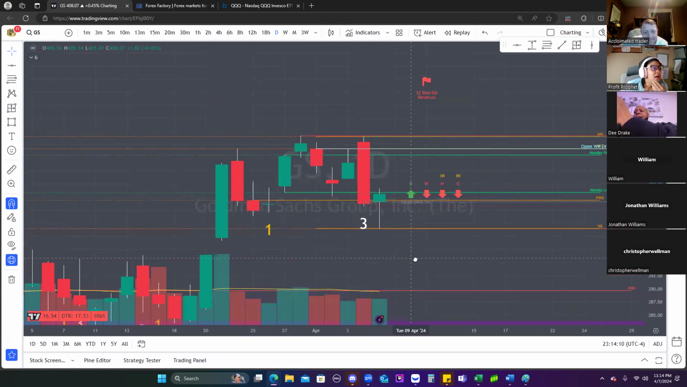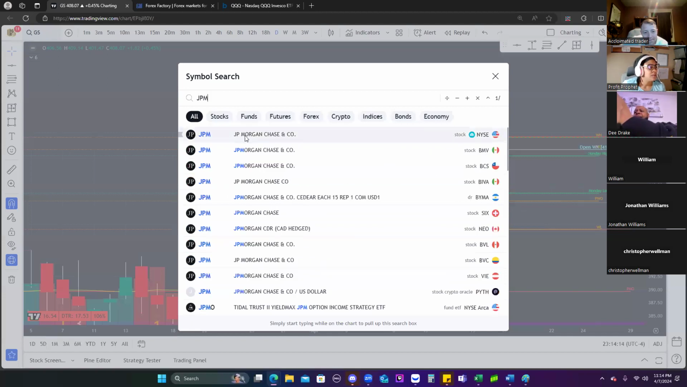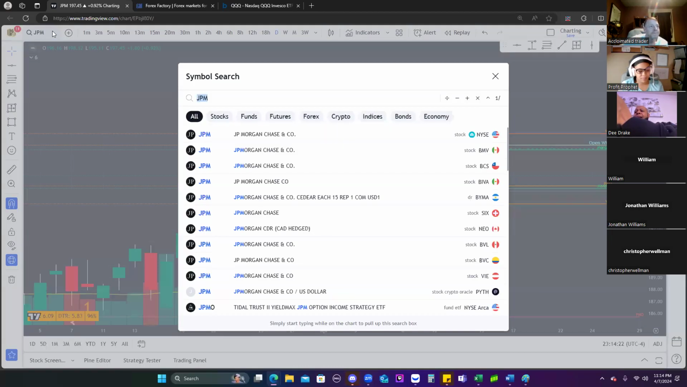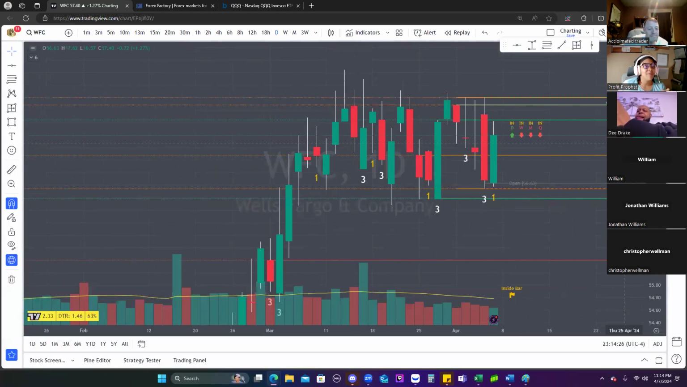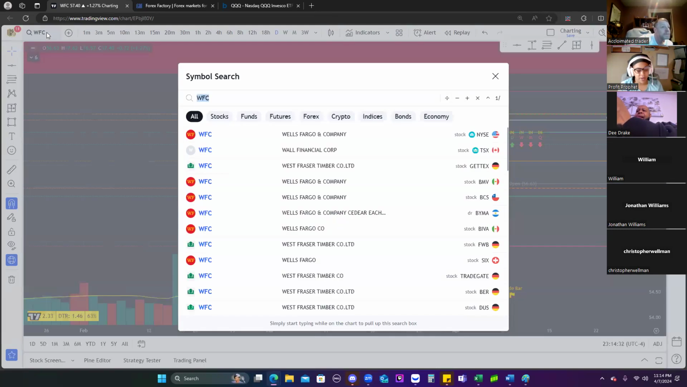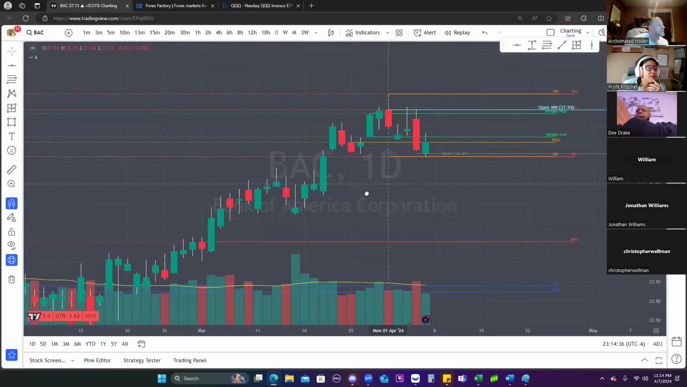We're in this block. JP Morgan, similar fashion. We're in this block, ranging. Stay in that channel, it doesn't move. Look, we've been consolidating in a block. I'm just going through the bank stocks real quick.